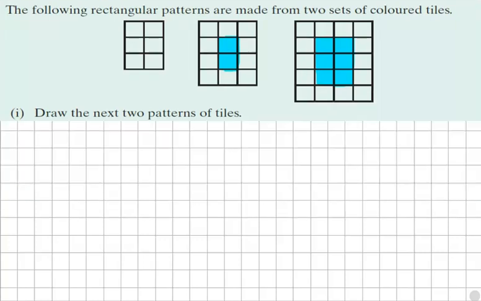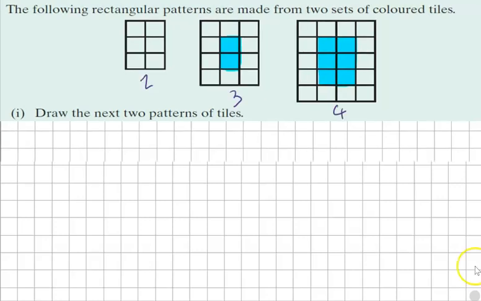So part 1, draw the next two patterns of tiles. So if we have a look at the base of the first term, we see it is 2 squares across. So there's a width of 2 squares. For the next term, it's a width of 3. And for the next term, it's a width of 4. So for the next one, it's going to be a width of 5 squares across. And the next one after that will be a width of 6 squares across.